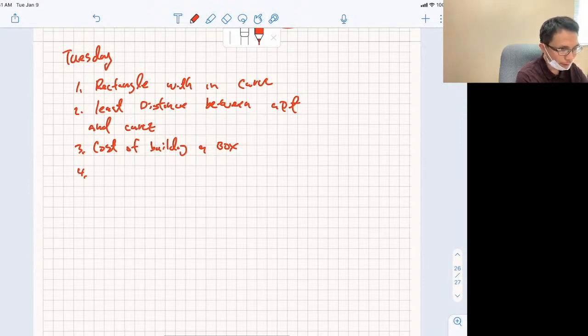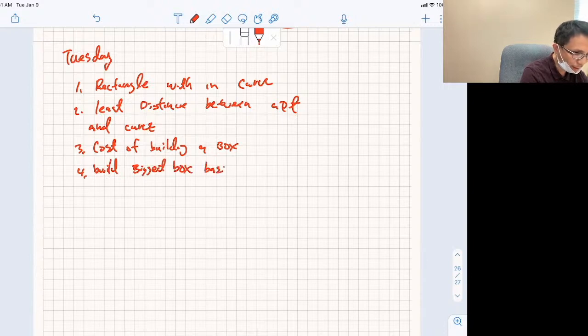So the cost of building a box, or finding the biggest box, depending on what it is. The first day, we had a piece of paper and we wanted to build the biggest box. That one should be pretty easy, it's going to be your easiest question. Build the biggest box, based on the cutoff.